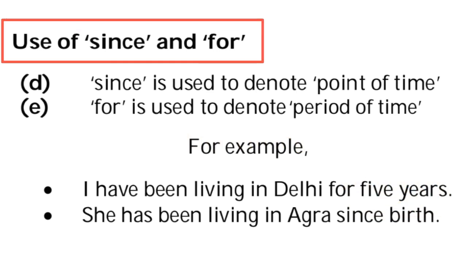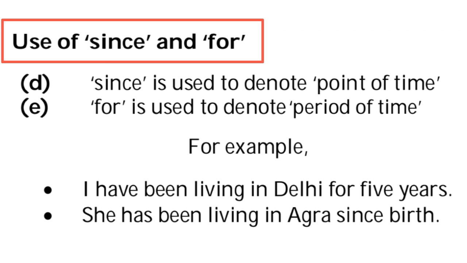Usage of since and for should also be studied while we study these perfect tense forms. Since is used to denote a point of time and for is used to denote a period of time. If we are saying a particular point of time, we can use since, and while we are referring to a period of time, we can use for.